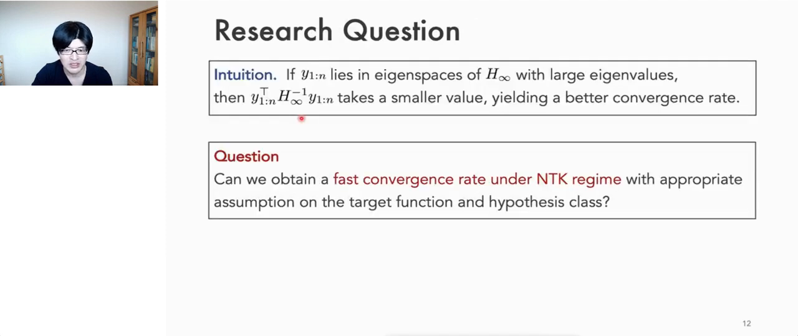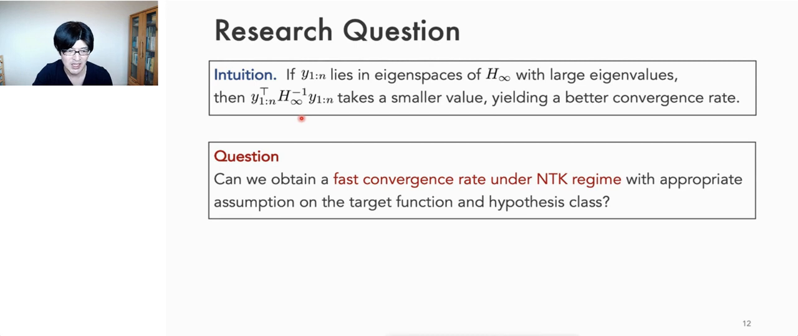Here is an intuition on how to derive a reasonable convergence rate. If the vector of labels y lies in eigenspaces of the gram matrix H associated with large eigenvalues, then this value y^T H^{-1} y takes a small value, yielding a good convergence rate. So there is a possibility to derive a convergence rate as long as the target function is well specified using NTK. In other words, we should specify the eigenspaces that mainly contain the target function to obtain a convergence rate.